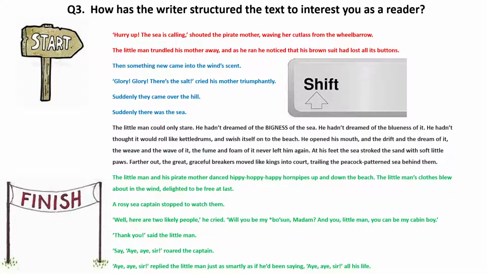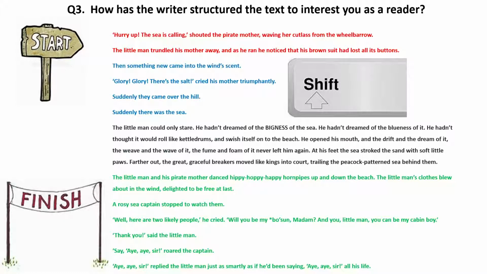And then at the bottom of the extract we've got the green writing, the finish line, where things have changed so drastically that the little man is now no longer trundling his mother along, not feeling particularly happy about getting to the sea. He's now dancing hippy hoppy happy hornpipes, and then by the end he's signed up to go to sea with the captain as the cabin boy.